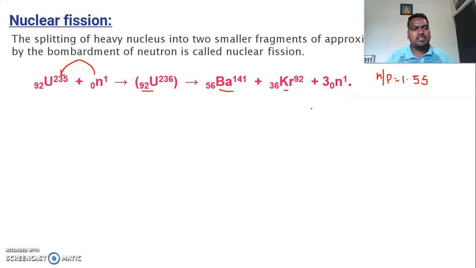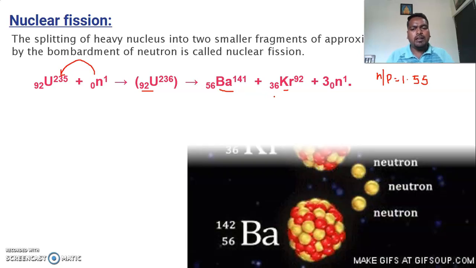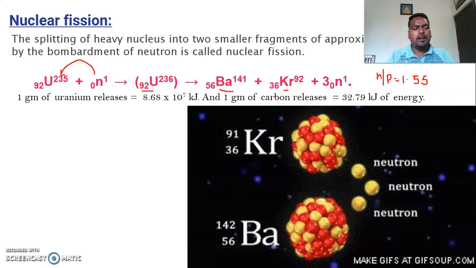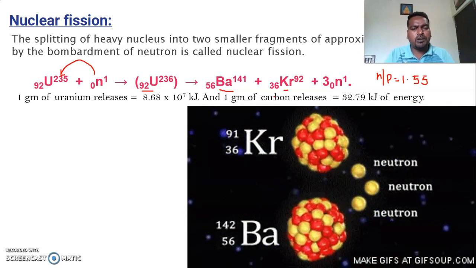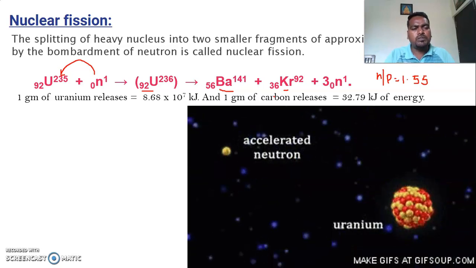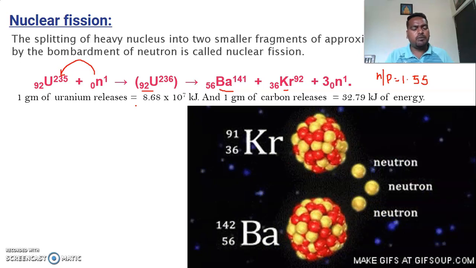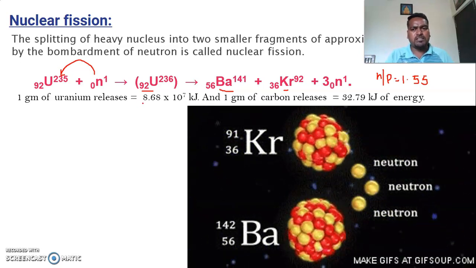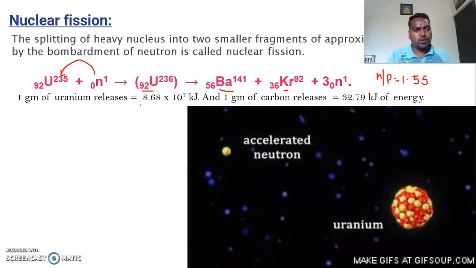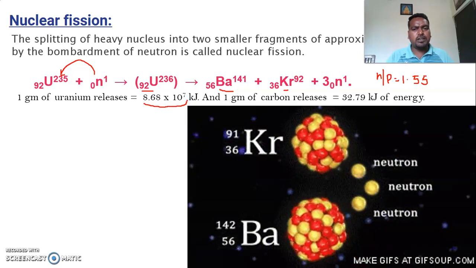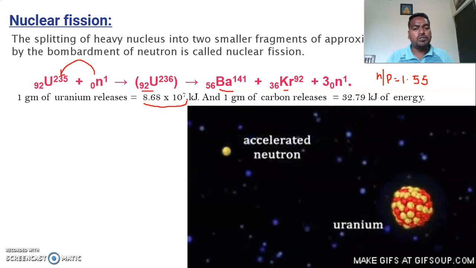The one such reaction on bombarding the slow moving neutron is that it's going to give barium and krypton. And another reason why this reaction is important is because this reaction is going to produce an enormous amount of energy. For example, 1 gram of uranium, after it undergoes the nuclear reaction, is going to produce around 8.68 × 10^7 kilojoules.